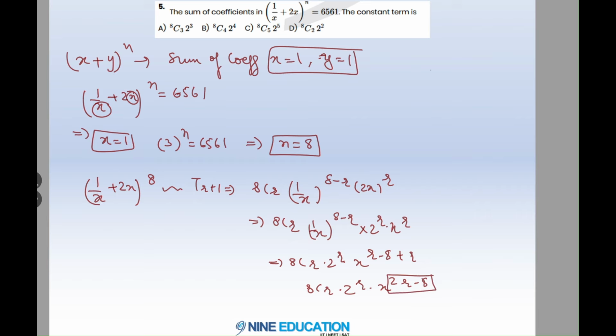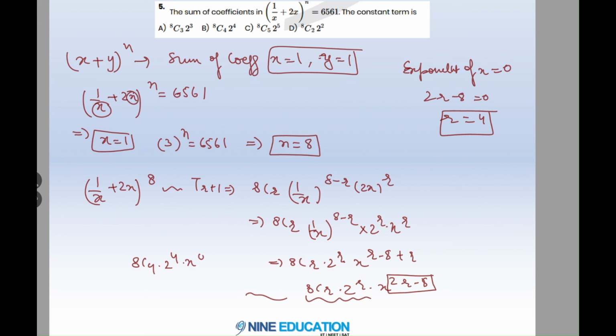You need the constant term, which means that the exponent of x should be 0. Hence 2r minus 8 should be 0, which implies r should be 4. Substitute r equals 4 in this expression, that is 8C4 into 2 power 4 into x power 0. So the constant term will be 8C4 into 2 power 4. Option number B.